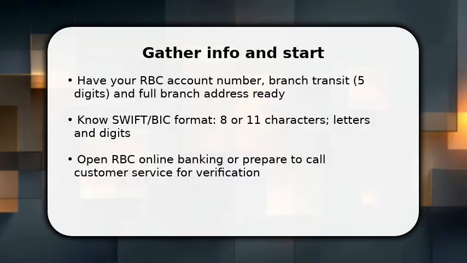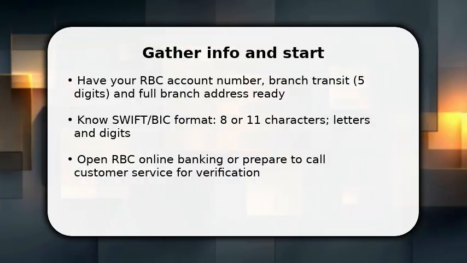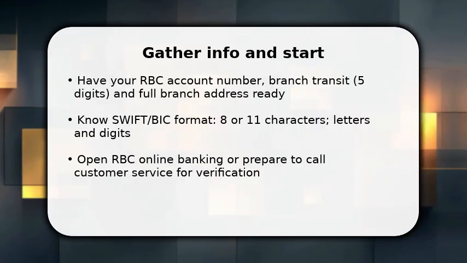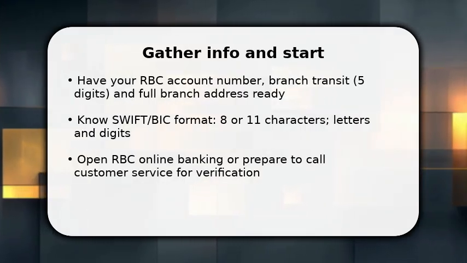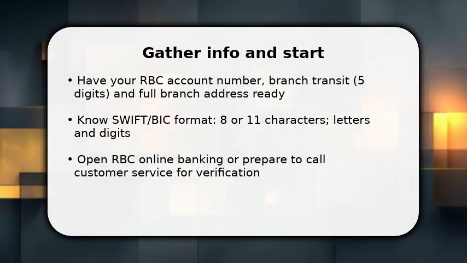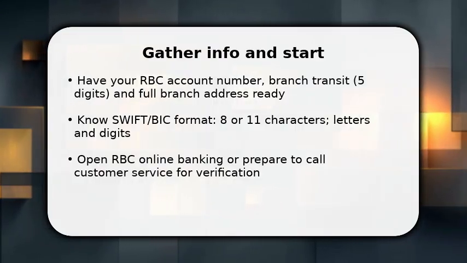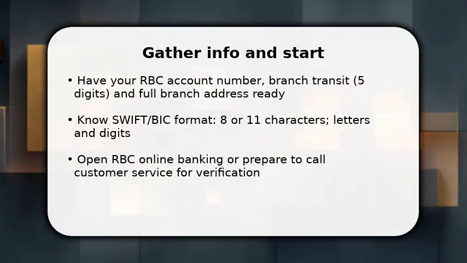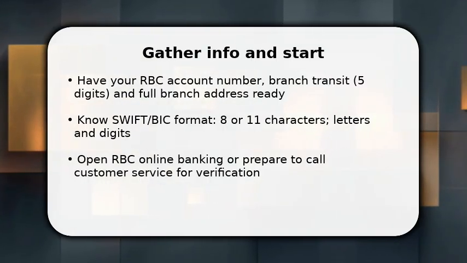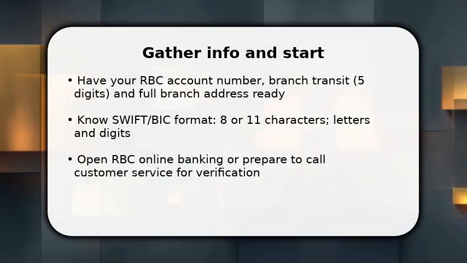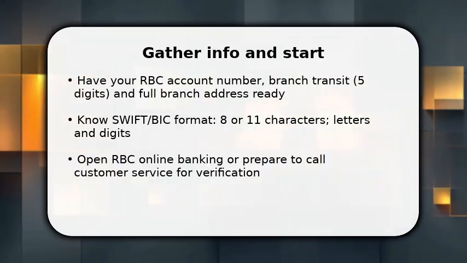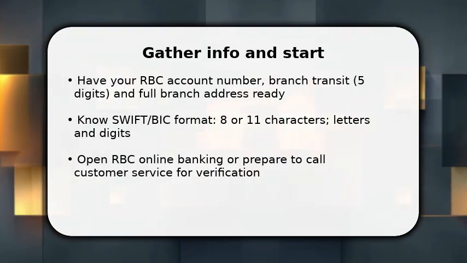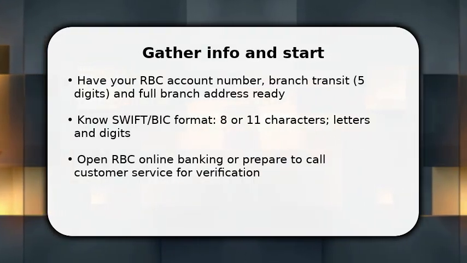You begin by gathering what matters: your RBC account number, the branch transit, and the branch address, because the SWIFT can be branch-specific. Once you have those, log into RBC Online Banking and open the International Transfers or Wire Details section. If you prefer phone, call RBC Customer Service and ask for the bank's SWIFT/BIC and whether your branch uses a branch-specific code. Doing this upfront avoids wasted steps and gives you the exact identifiers you'll need.